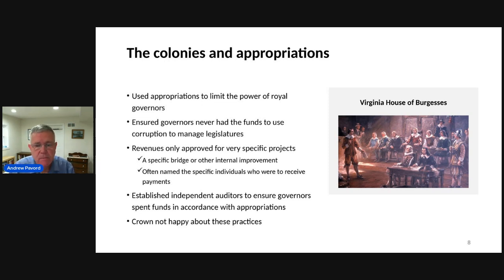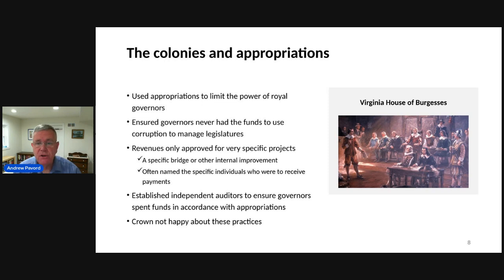So they made appropriations for very specific projects. They would say, we appropriate this specific amount for a specific bridge at a specific location, or another road, or something like that. And for the bureaucracy, they often named the specific individuals and set the exact amount of what their pay would be. So they controlled the revenue, the spending of revenue, in a very tight, controlled manner. But they also took it a step further because they really didn't trust the governors. They established independent auditors to ensure that the governors spent the funds exactly in accordance with appropriations law.